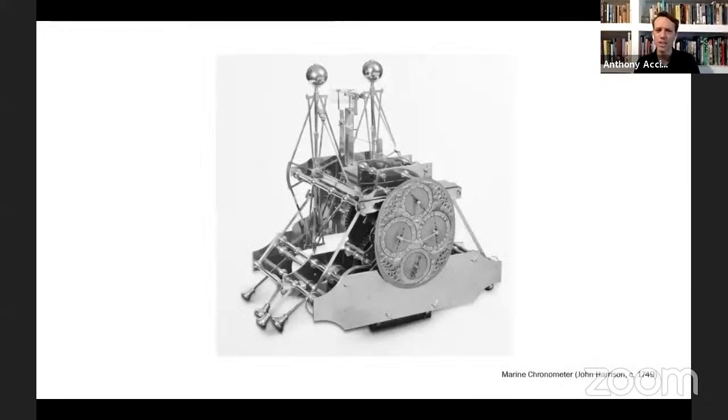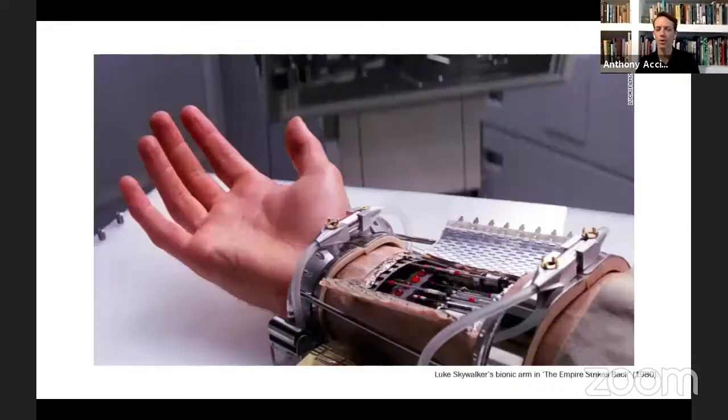Now, when I say machine, I don't mean kind of like a mechanical machine like we see with this chronometer here from the 18th century. Instead, it's actually something that's more like a kind of cyborg. Like if you know this film, The Empire Strikes Back, this is Luke Skywalker's bionic hand. It's a biology with a technology, or a technology with a biology. But we can see a human hand here, but also mechanical parts. So it's what the environmental historian Richard White would call an organic machine.